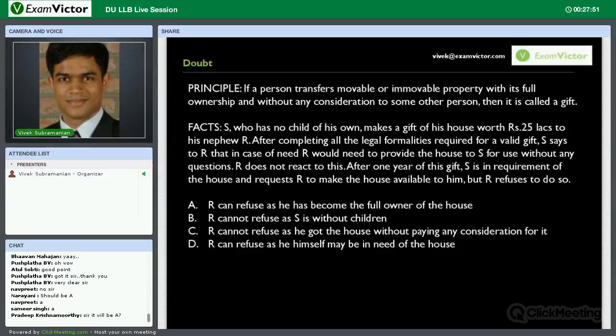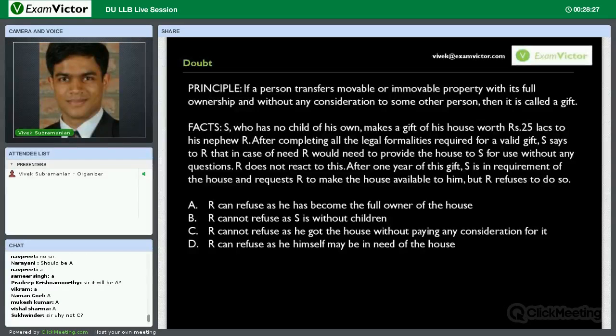After completing all the legal formalities required for a valid gift, S says to R that in case of need, R would need to provide the house to S for use without any questions. So here S is simply wanting the use of house for himself in a case where he needs it. Then after 1 year of this gift, S is in requirement of the house and requests R to make the house available to him. But R refuses to do so.